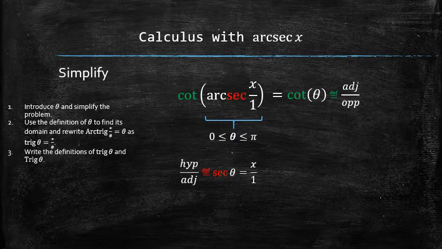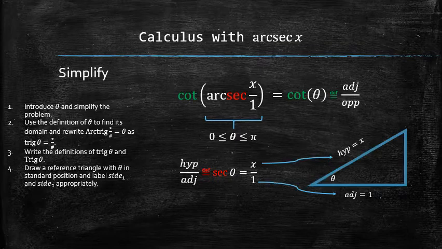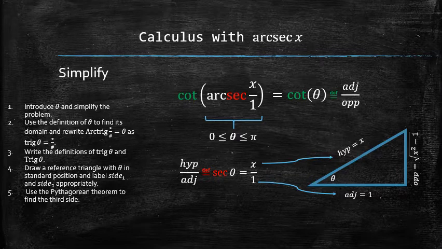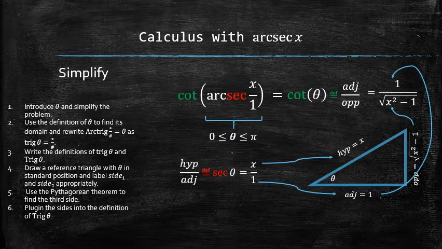Next, we recall the definitions of both involved trigonometric functions, and now we can draw the reference triangle with theta in standard position and label the sides appropriately. We then use the Pythagorean theorem to find the missing side, and finally plug in the needed sides into the expression in question.